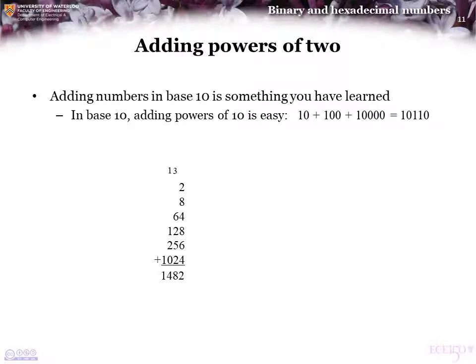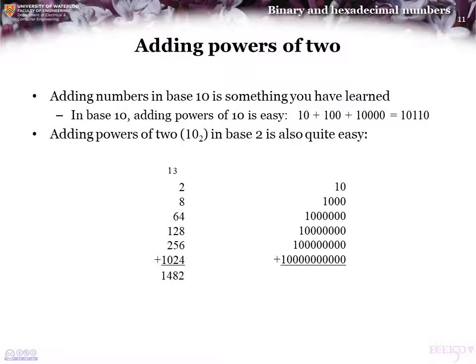If in base 10 you're adding powers of 10, this gets even easier. 10 plus 100 plus 10,000 is just that number we saw there on the right. We didn't even have to do any carries or anything significant. We just wrote down the appropriate ones. Well, fortunately, adding powers of 2 in base 2 is also quite easy. It's as easy as adding powers of 10 in base 10.